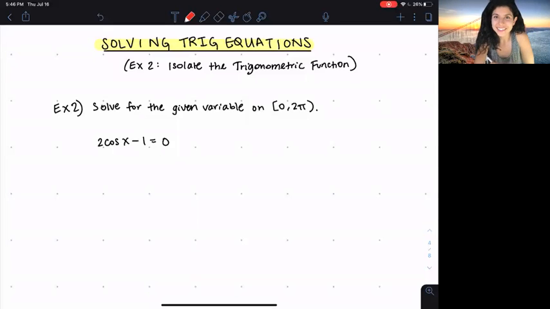Hello and welcome back. In today's video, we're going to solve a trigonometric equation that has just a little extra layer of complexity. So have a look at this equation I'm writing down right now.